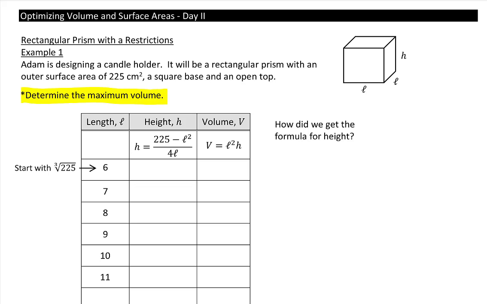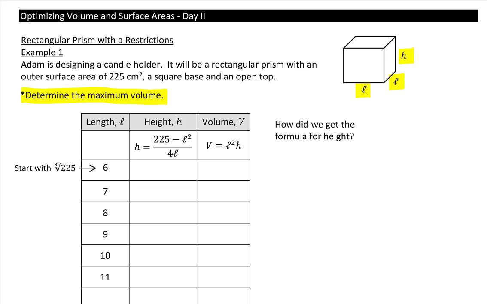And remember, we have a square base, so that means the base has the same dimensions because it's in the shape of a square. However, our height will be different or may vary. This one will not end up looking like a cube, so we're going to use a table of values to determine what shape we will have.